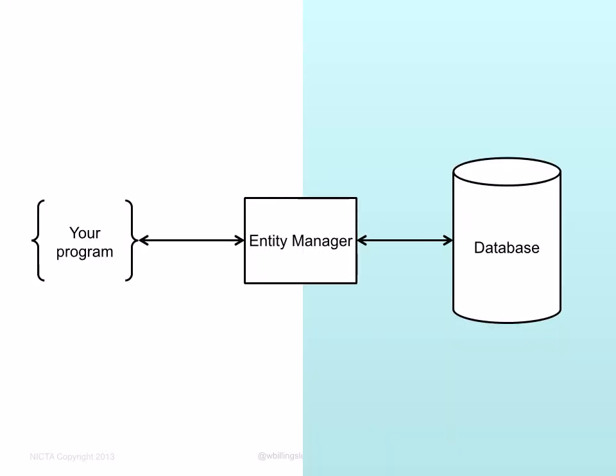So I mentioned the data access object pattern before, and I mentioned how very often you might write a program and you end up writing this data access object that's going to deal with getting data to and from the database. In JPA, you don't need to write that data access object. There's an entity manager, and the JPA implementation, the JPA provider, has an entity manager, and that is your data access object. And so that is the object that you call to ask it to fetch things from the database and save things to the database.